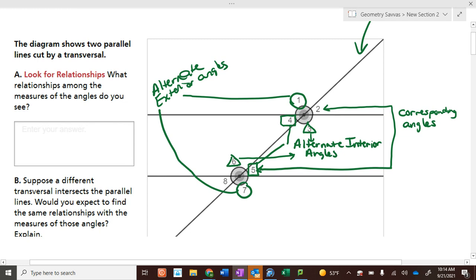Besides 1 and 7 being alternate exterior angles, what's another pair of alternate exterior angles that you see up there, Ella? Besides 1 and 7, what else is alternate exterior?